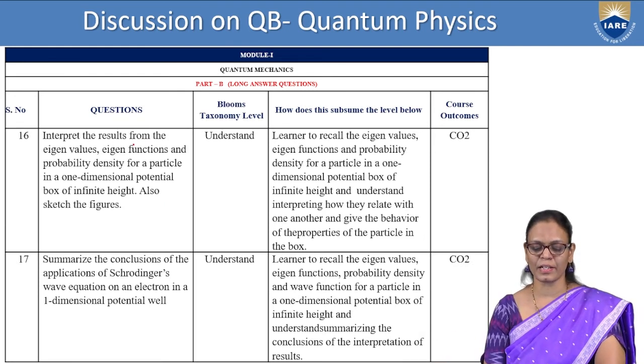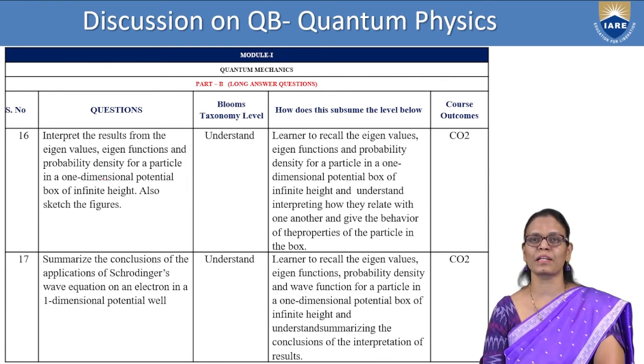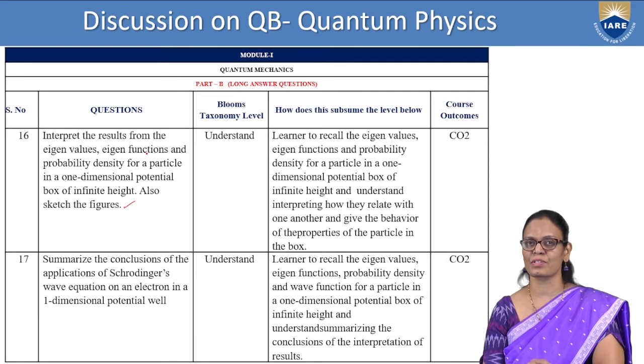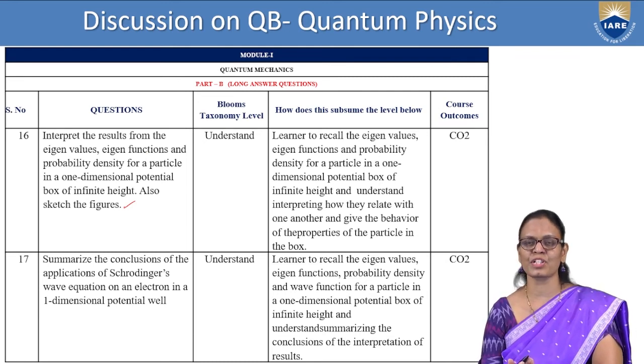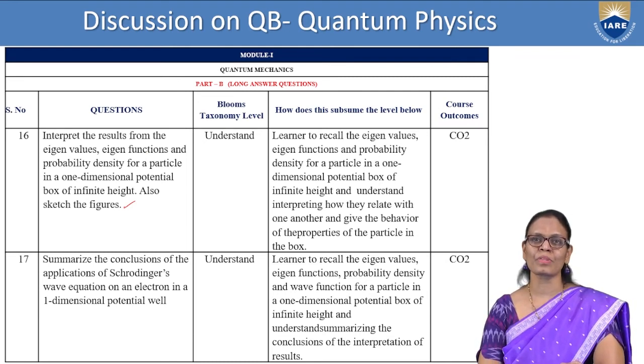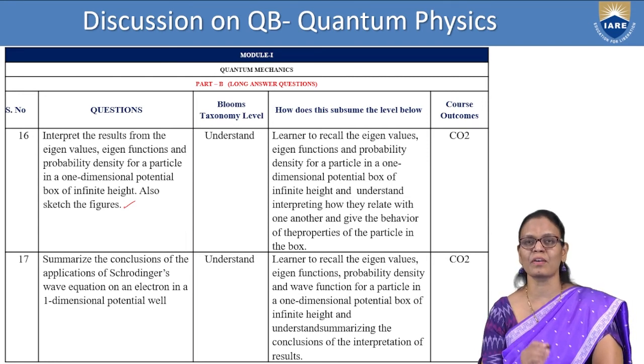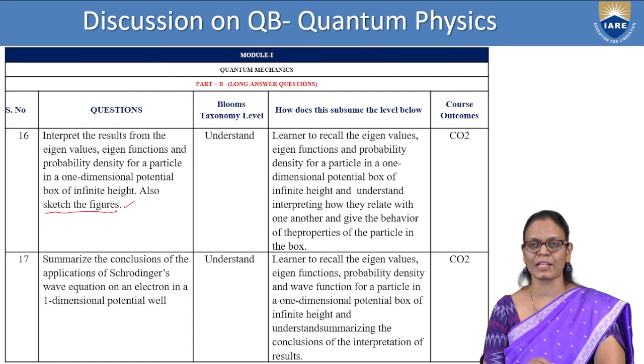Next, interpret the results from the eigenvalues and eigenfunctions and the probability density for a particle in a one-dimensional potential box of infinite height. Also sketch the figures. So as I told you, eigenvalues means the energies. Eigenfunctions are the wave functions. So what is the wave function and what is the corresponding eigenvalue? So you are going to discuss for different levels, and also you have to sketch the figures.